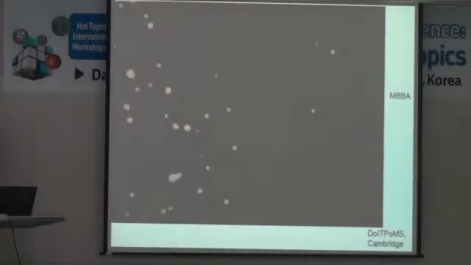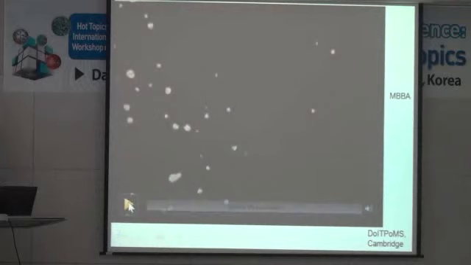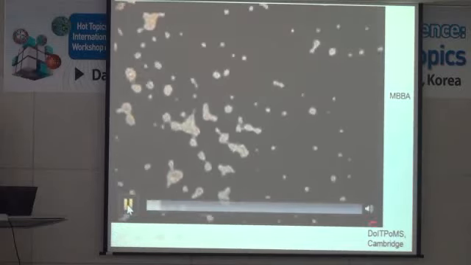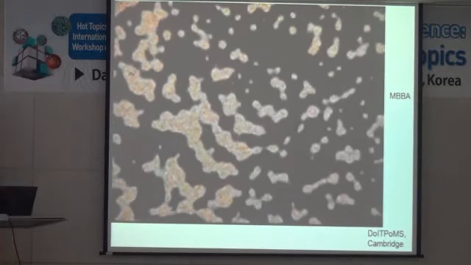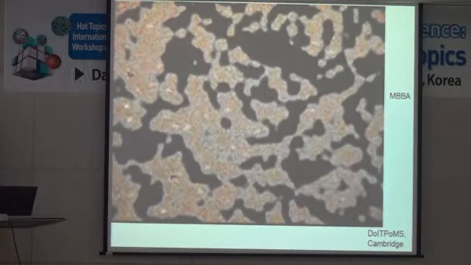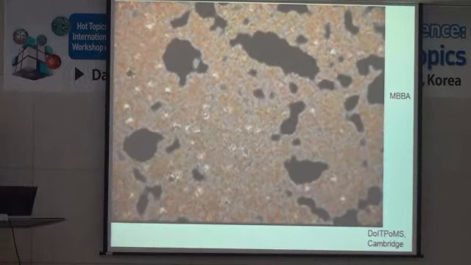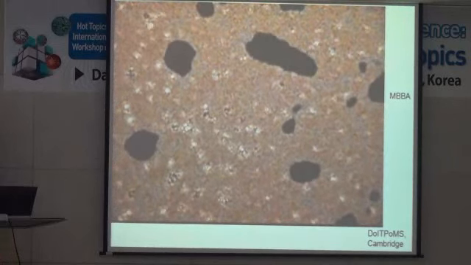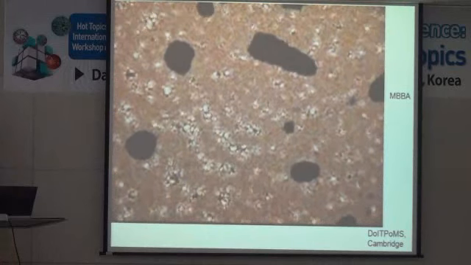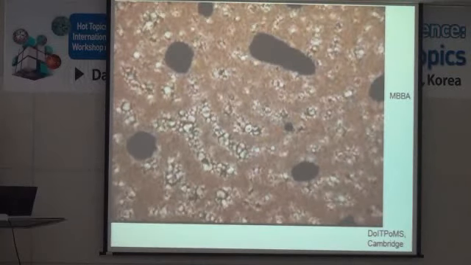Now, here's a picture of this. Here's a movie of this transition, taken from a very interesting website in Cambridge, where you can download lots of interesting movies on materials. Does it start going? Okay, start again. There we go. So this is reducing the temperature and going from the isotropic to the nematic phase.